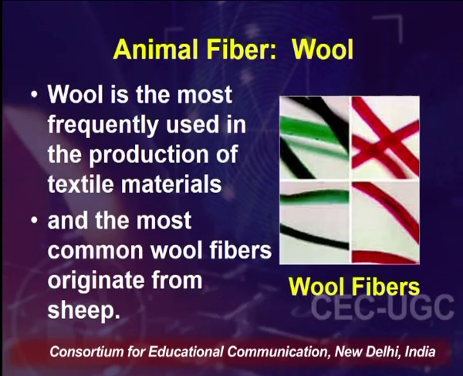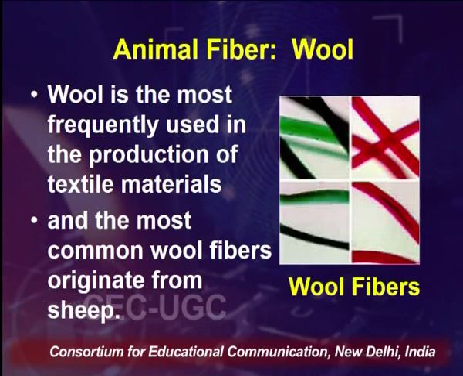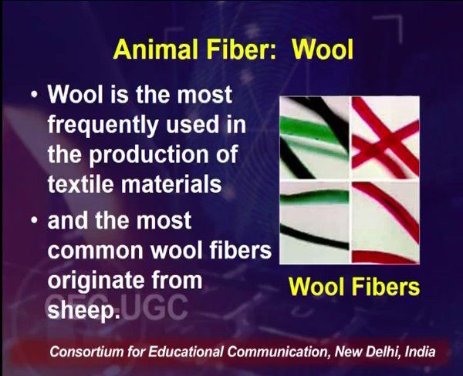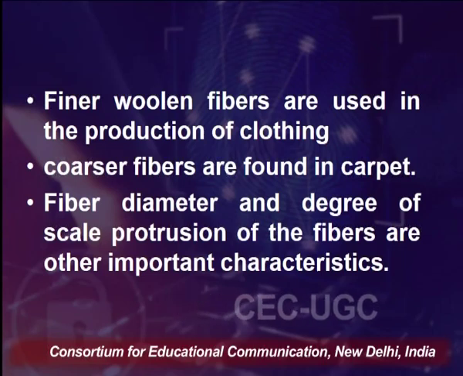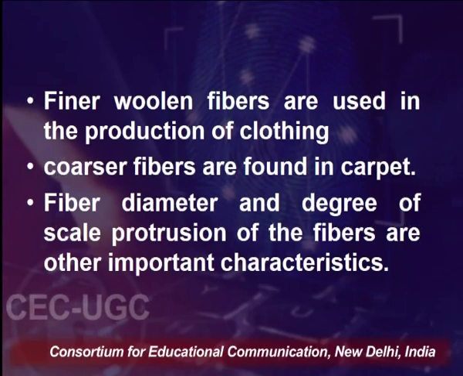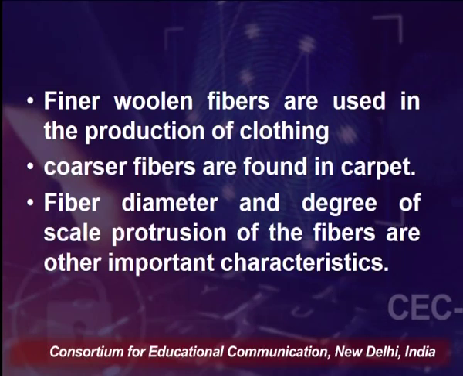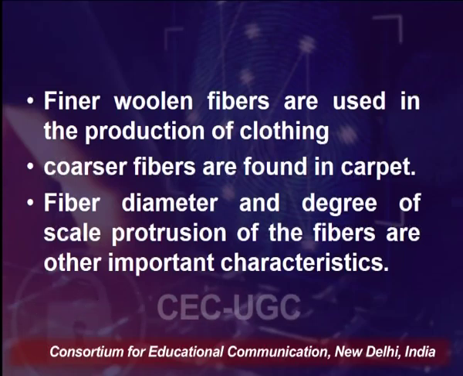The first test which we conduct at a forensic science laboratory is the microscopy test, where we look at different types of fibers under different microscopes to know about their structure, their color, their twisting, their shape, etc. Finer woolen fibers are used in the production of clothing, and those fibers which are coarse in nature are found in carpets or certain bed sheets also. Fiber diameter and degree of scale protrusion are other important characteristics through which we determine whether the fiber is of a finer category or a coarser category.